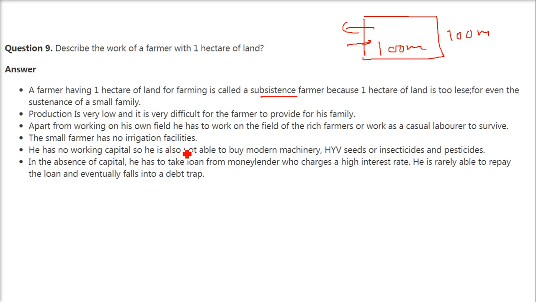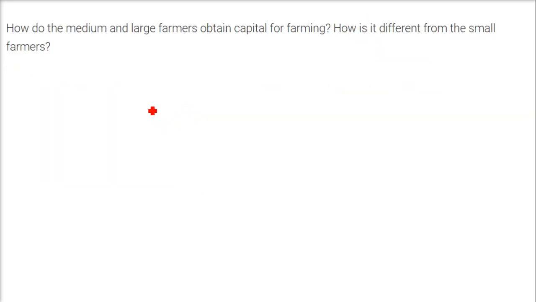A small farmer has no irrigation facilities and no working capital, so he is also not able to buy modern machinery, HYV seeds, insecticides or pesticides. In the absence of capital, because he has little money, he has to take a loan from moneylenders, sahukars, who charge a high interest rate, and he is rarely able to repay the loan and eventually falls into a debt trap. Bhyaj Chakra.